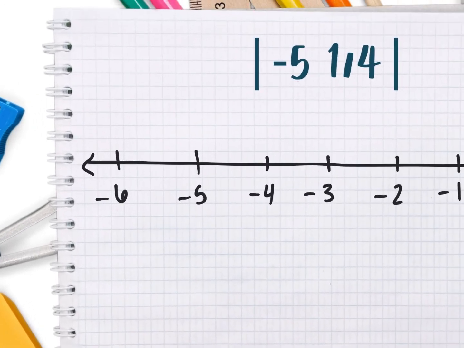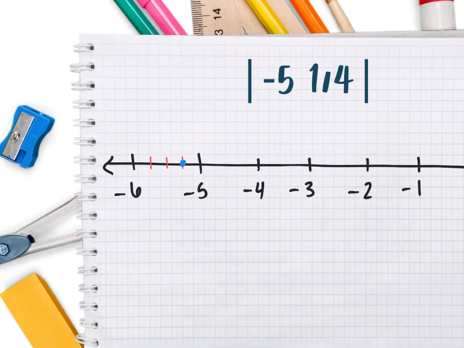So let me zoom in here. I'm going to put 3 tally marks, which gives me fourths. And again, I should know that -5 and 1/4 would be right here. I'm counting from the -5 toward the -6.